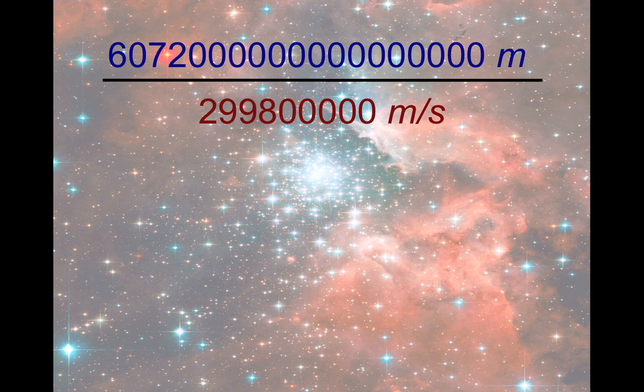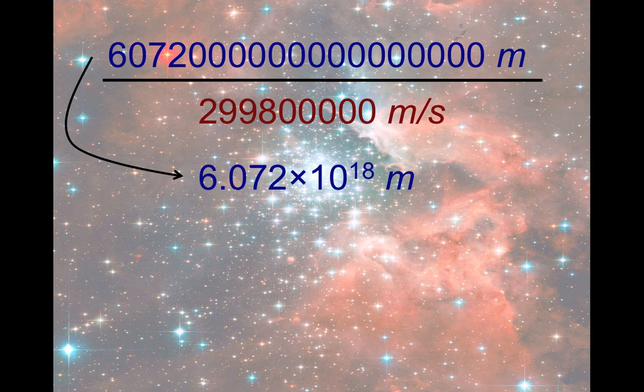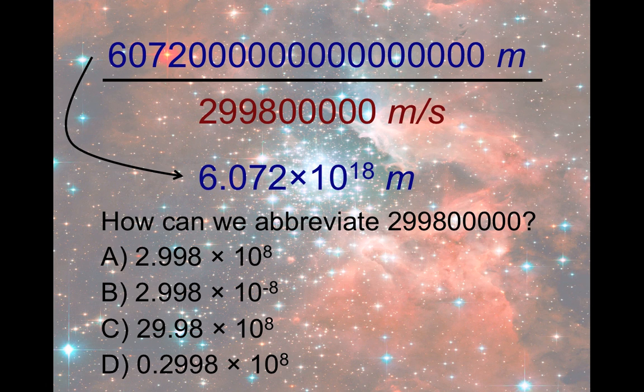So let's see how we can use this to figure out our time to travel to the star Betelgeuse. Well, this 6.072 with a ton of zeros after it is equivalent to 6.072 times 10 to the 18th. I would have to move that decimal point 18 places to the right to get my number in regular form. Can you figure out which expression is equivalent to 299,800,000?